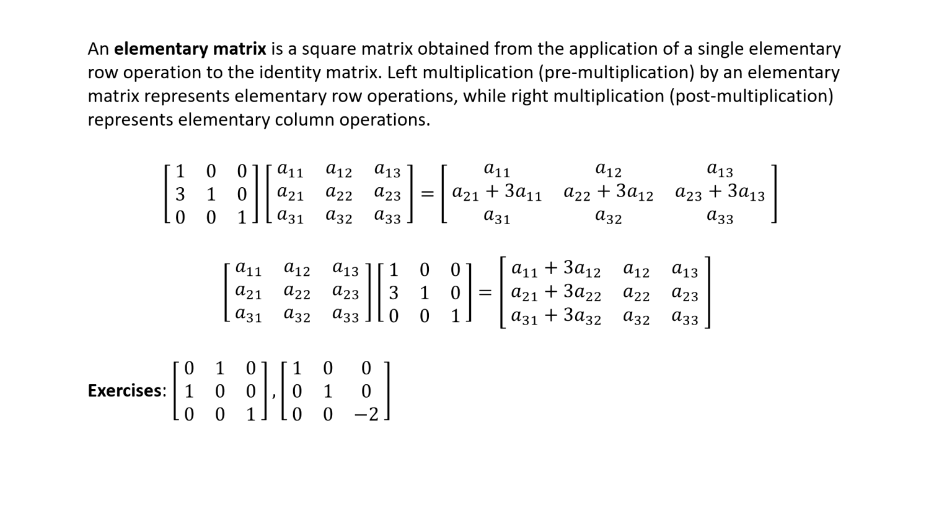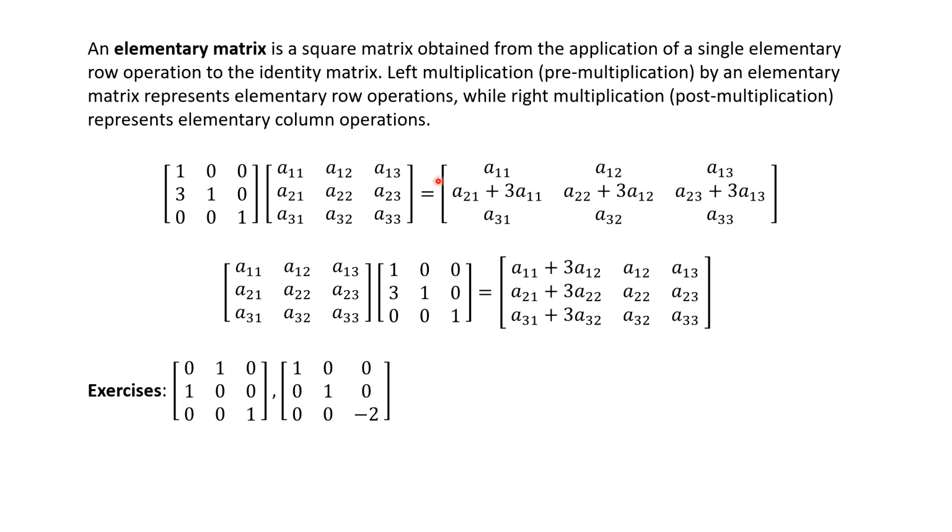We're going to need the concept of an elementary matrix in some of the following, so let's briefly go through that. It's pretty simple. An elementary matrix is a square matrix obtained from the application of a single elementary row operation, one of the three we mentioned earlier, to the identity matrix. Left multiplication, pre-multiplication by an elementary matrix, represents elementary row operations, while right multiplication, post-multiplication, represents elementary column operations.